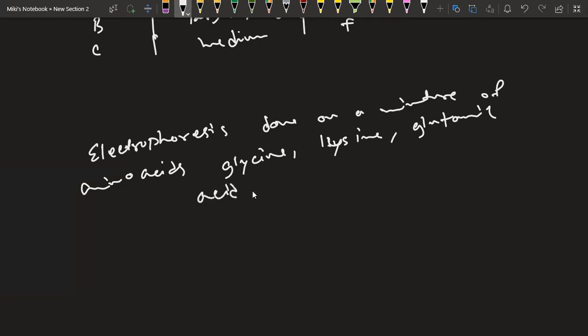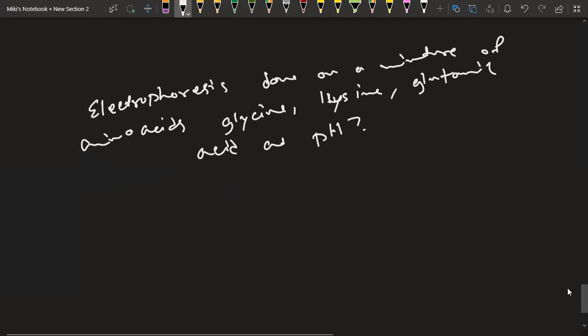So these are the acids at pH 7. These are the information given here: we are doing electrophoresis on a mixture of amino acids containing glycine, lysine, and glutamic acid at pH 7. That means they're neutral in such a condition.